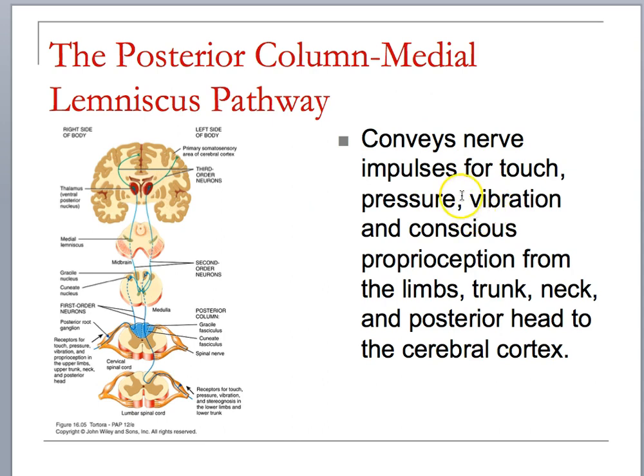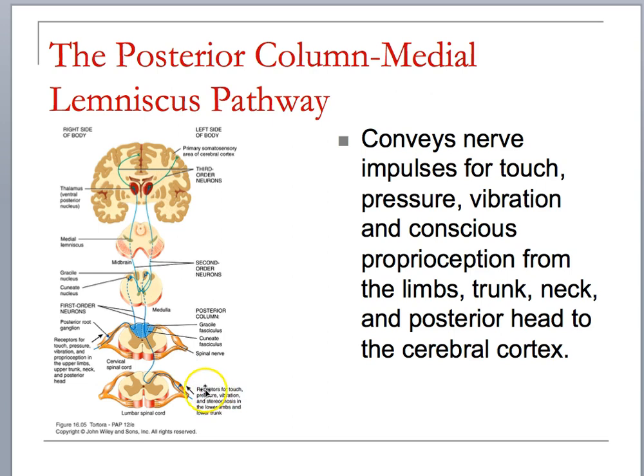And where am I detecting it from? Is it the limbs, trunk, neck, posterior head that will ultimately end up going to the cerebral cortex? And what do I mean by that? Take a look down here. Your textbook just uses, say, the lumbar spinal cord. Well, it says for lower limbs and lower trunk.